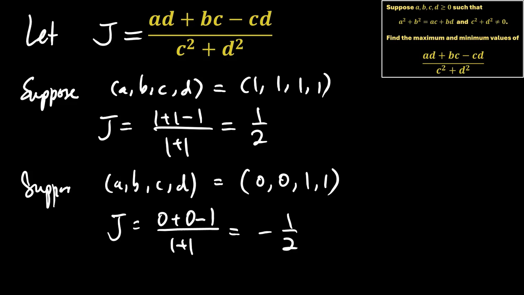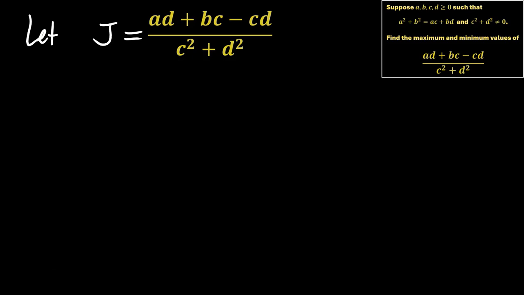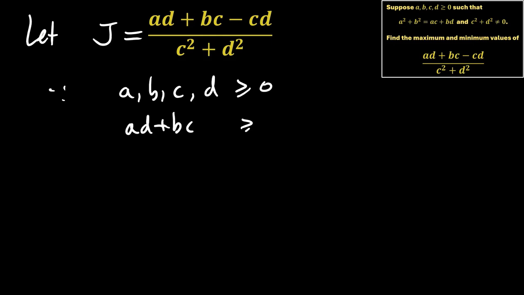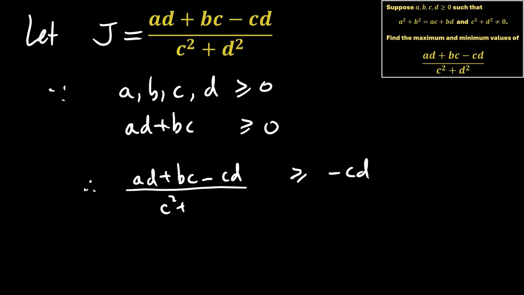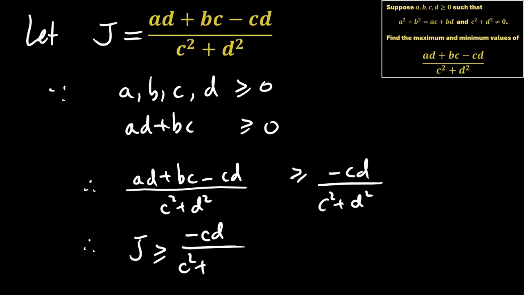From these two values, we know that the maximum of J is at least half, and the minimum of J is at most negative half. Now this gives us an easy lower bound. Since A, B, C, D are non-negative, AD plus BC must be greater than or equal to 0, which means that AD plus BC minus CD is greater than or equal to negative CD. After which, divide by C squared plus D squared on both sides. We know that J is at least negative CD over C squared plus D squared.